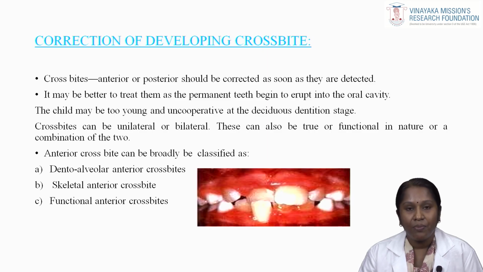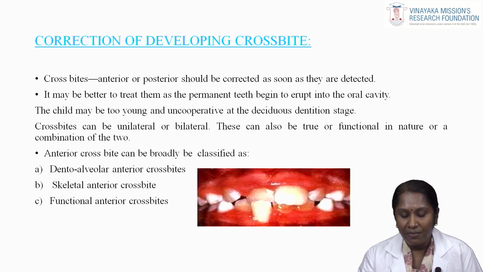Anterior crossbite can be broadly classified as dentoalveolar anterior crossbite, skeletal anterior crossbite and functional anterior crossbite. In this picture you can see that in the deciduous teeth, the lower incisors are overlapped by the upper deciduous teeth. This is called a crossbite. In this period interceptive orthodontic treatment is very important to correct this crossbite, otherwise in future it leads to malocclusion. We go for extraction or fixed appliances.